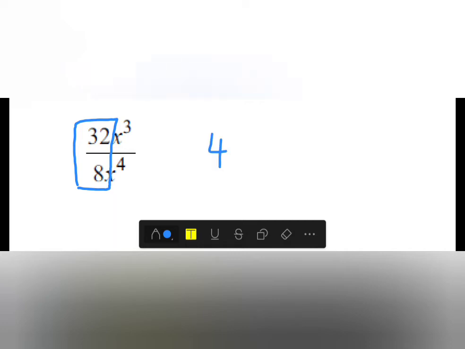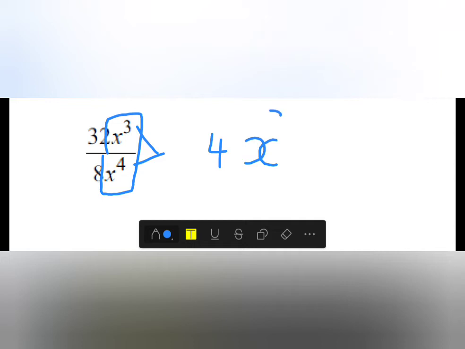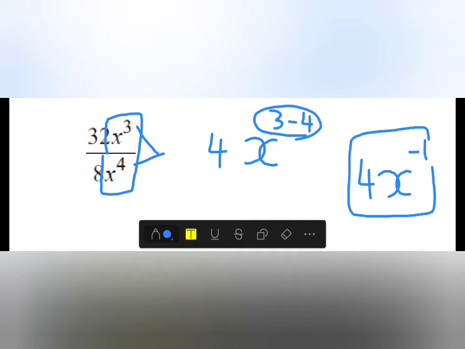Equals 4. Very good. And then we divide the variables alone, which is x power of 3 and x power of 4. And when you divide the same base numbers or variables, the answer will be the same variable or base number, and you're going to subtract the powers. So you're going to say 3 minus 4. So the answer will be what? Very good. 3 minus 4 equals minus 1. So the full answer is 4x power of negative 1. And this is how you answer a question like this. Now, let's move on to the next number or the next question.